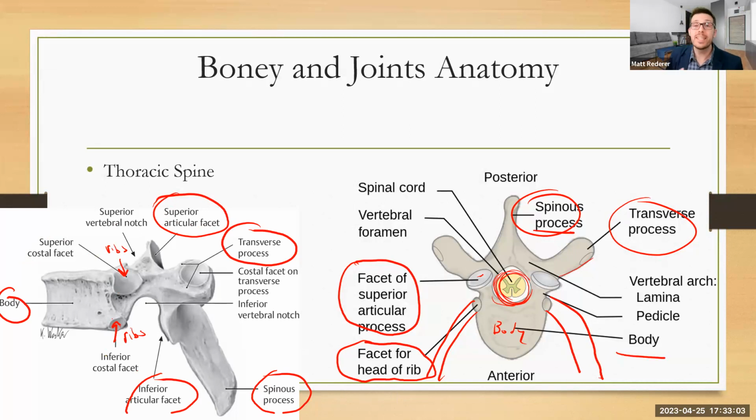So again, we're hitting the same structures: the body, spinous process, transverse process, superior and inferior articulating process. All vertebrae in the thoracic, lumbar, and cervical have this.